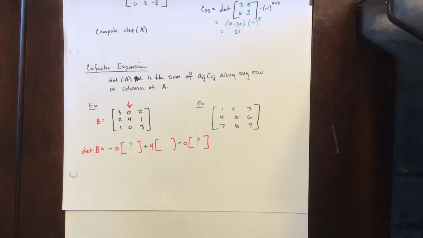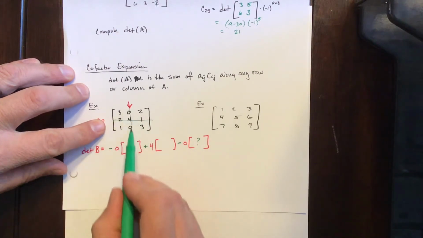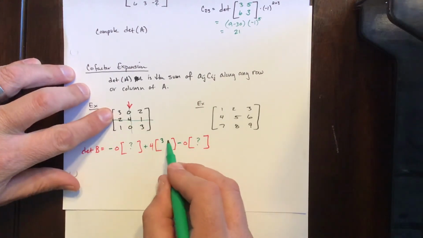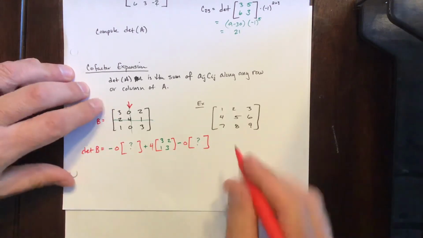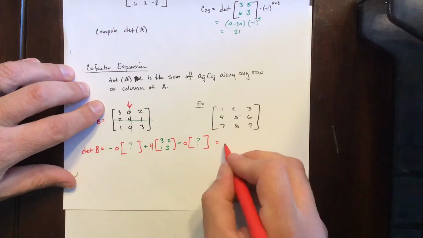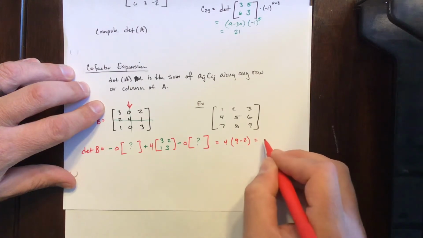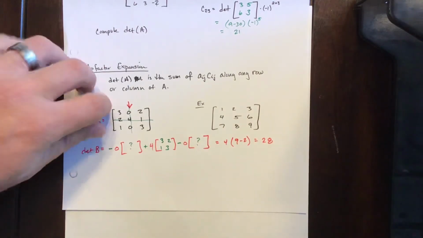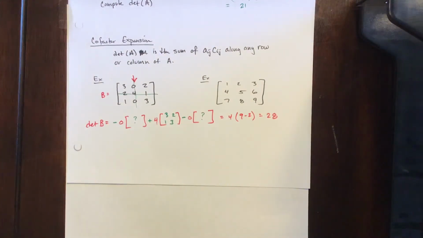So the only thing that really matters is what happens when I cross out the row and column that 4 is in. 3, 2, 1, 3. So I compute this determinant, and I get 4 times 9 minus 2. That's 28. All right. So some of these matrices will have built-in efficiencies in how to compute the determinants. Just look for them, okay?